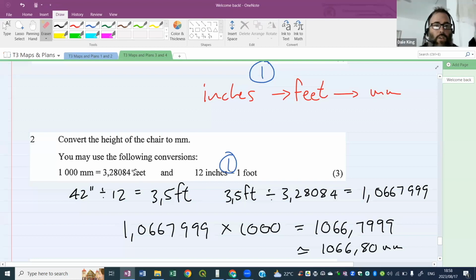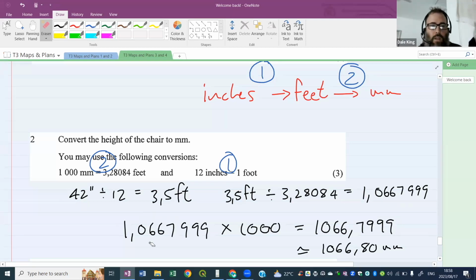Once I've got my feet, I go to step number 2. I've got feet, and I'm going to millimeters. They say every 3,28084 feet is a certain number of millimeters. Well, then I want to know how many of these 3,28084s I have. So I said 3.5 feet, cut it up into 3,28084. How many of these do I have? I've got roughly 1. If it was exactly 1, we would have 1,000 millimeters, but it's a little bit over 1. So I've got 1,066799999. Please note, I did not round that off. You never round off until the end of the question.